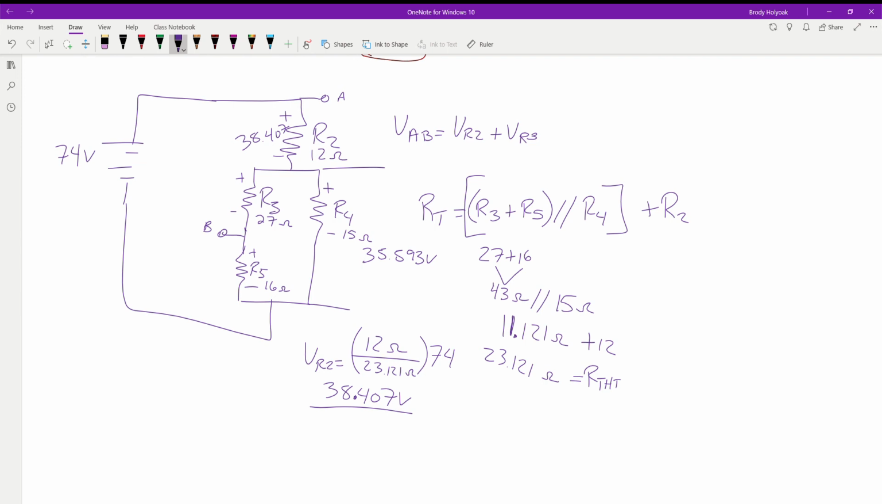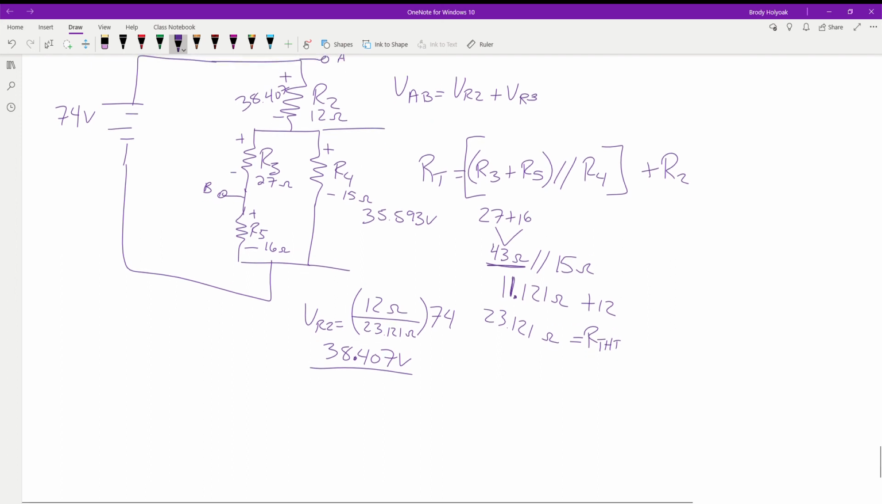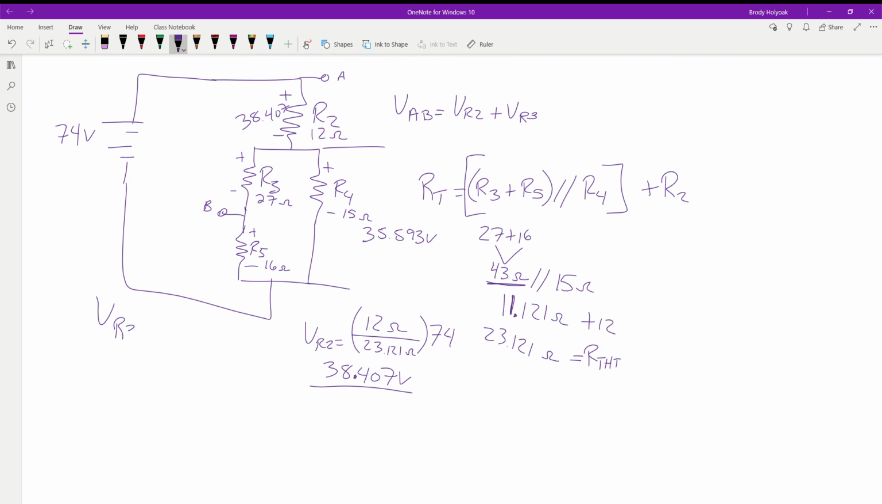Okay? But we don't care what the voltage is across R4. We're not looking for it. We want to know what this voltage is. But the good thing is, these two are in parallel with this, so that value comes in handy. The value does. We don't care that it's across R4. So now we're going to do our voltage divider again based on R3. So this is where we're going to take this number, because that's the total resistance for that branch. So the voltage of R3 is equal to 27 ohms over 43 ohms, and that's multiplied by this voltage.